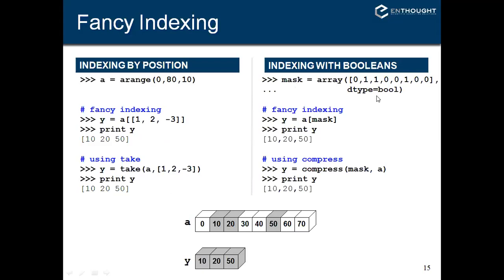Now indexing with the booleans. If I wish to fill my array with the boolean values, true or false, you can always do that. Then I wish to have y equals a of mask. Then what kind of values is the mask having? 0, 1, 0, 1, 0, 1. Again, it will take the values which are positive ones, so you will be getting the same data 10, 20, and 50.